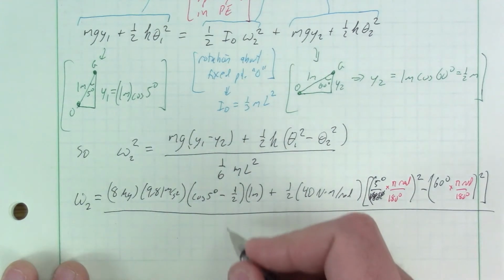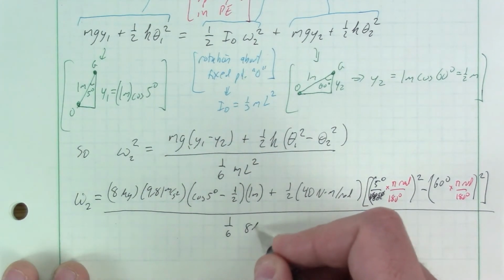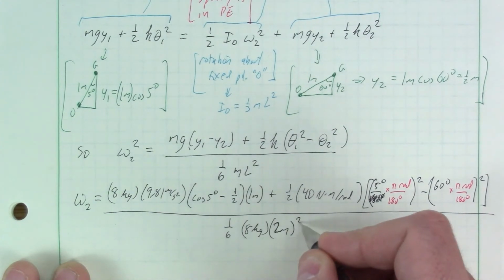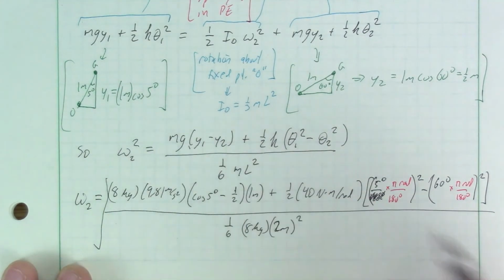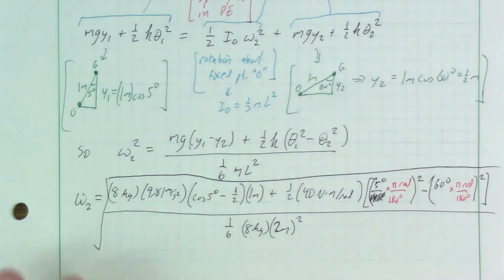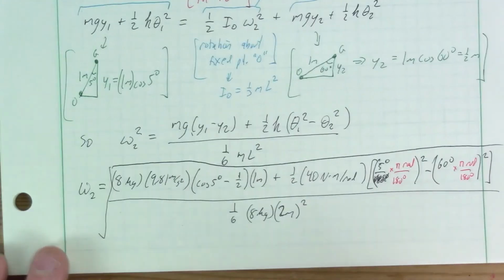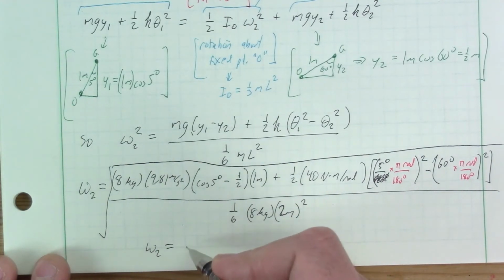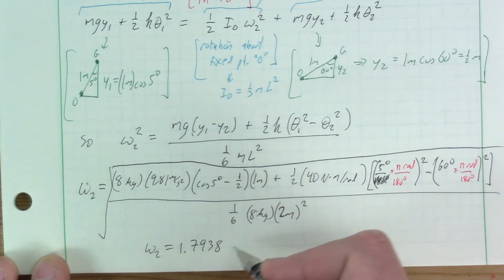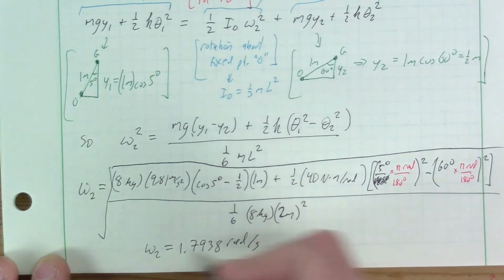Divide that by 1/6, 8 kilograms, 2 meters is the total length squared. Square root the whole ugly mess. Plug that in. We get a rotation at state 2 of 1.7938 radians per second.